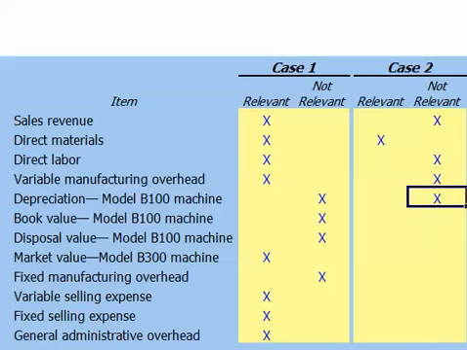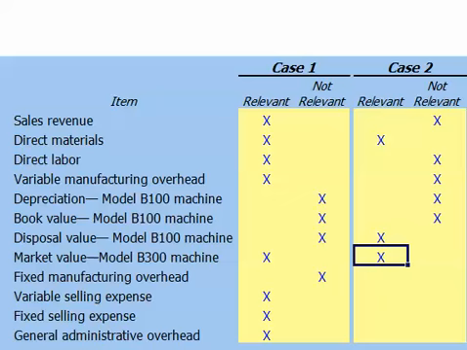The depreciation on the old model B100 isn't relevant to our decision at all. It's again a sunk cost and will continue. The book value, or what we paid for the old machine, isn't relevant to our decision. However, if we purchase the new B300 machine, we will be able to sell the old machine, so the disposal value or what we can get for selling the old machine is relevant to our decision, as is the cost of the new model B300 machine.